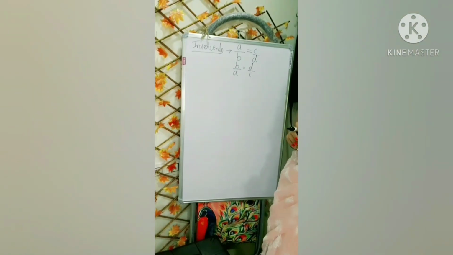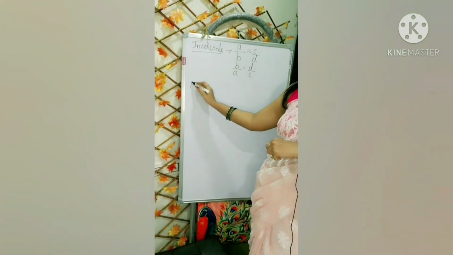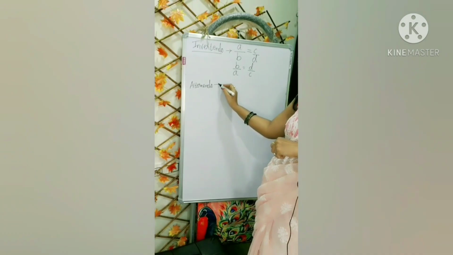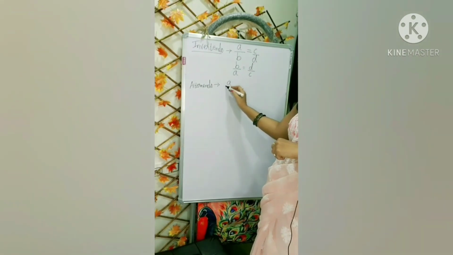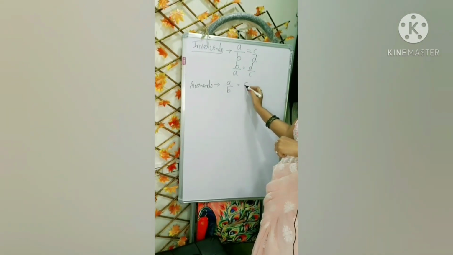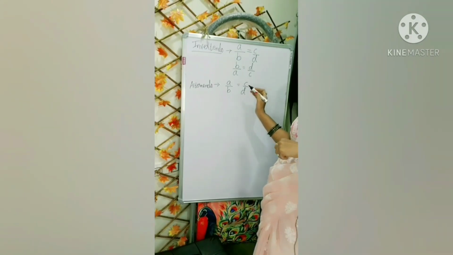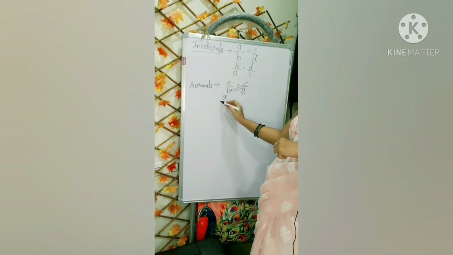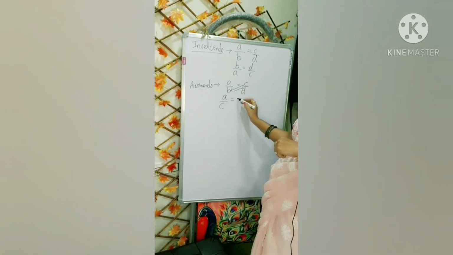Similarly, the next property is alternando. Alternando states that if the ratio A upon B is equal to C upon D is given to us, then when we exchange the alternate places, A upon C becomes equal to B upon D.